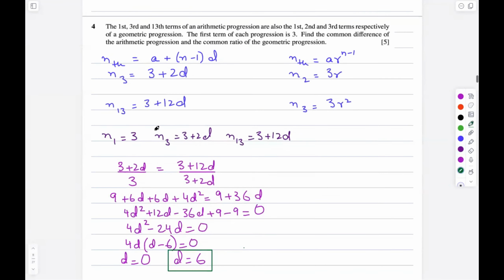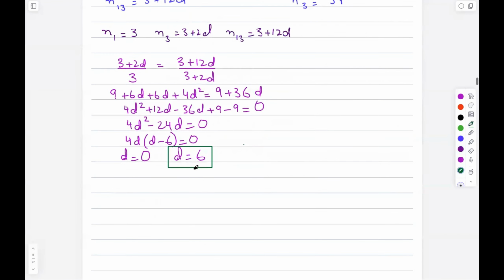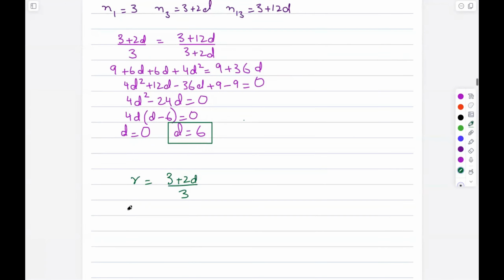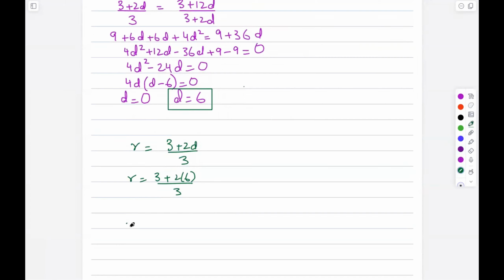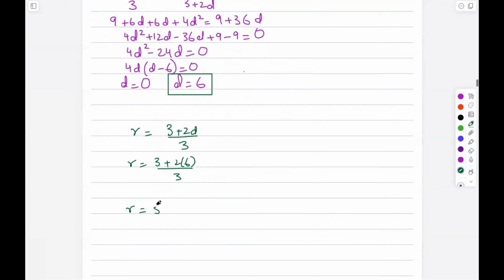Once we have the value of d, now we can find the common ratio, as the common ratio was the third term of the arithmetic progression divided by the first term. So that is 3 plus 2d upon 3. So r equals 3 plus 2 into 6 upon 3. So 12 plus 3 is 15. 15 upon 3 will be 5. So the value of r will be equal to 5.